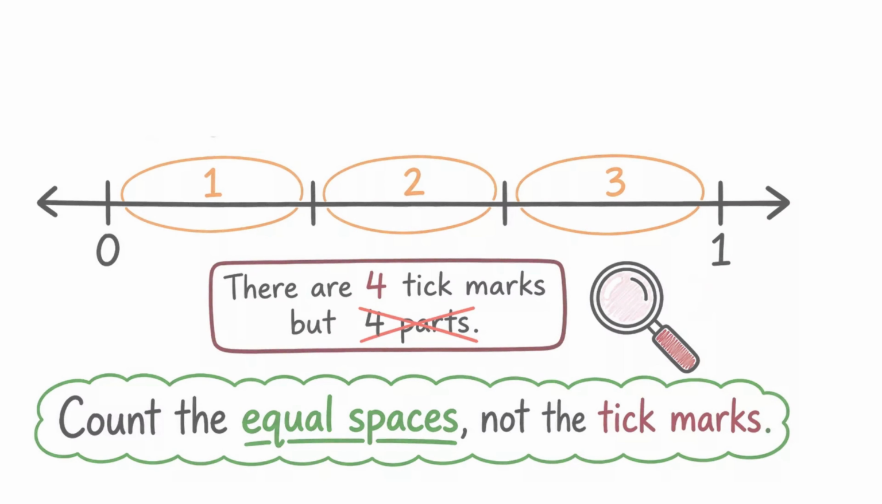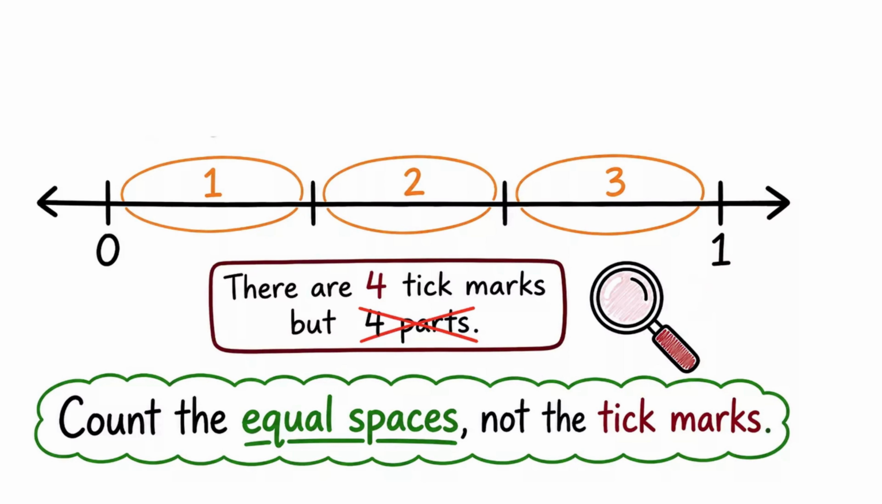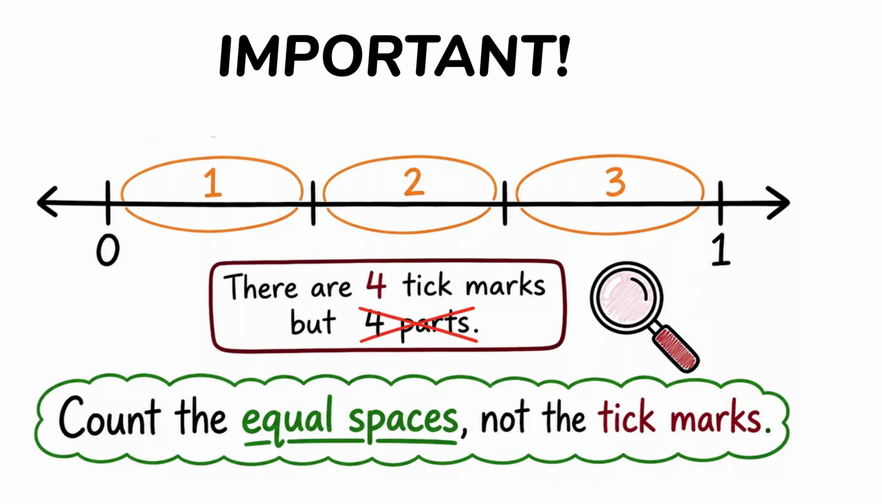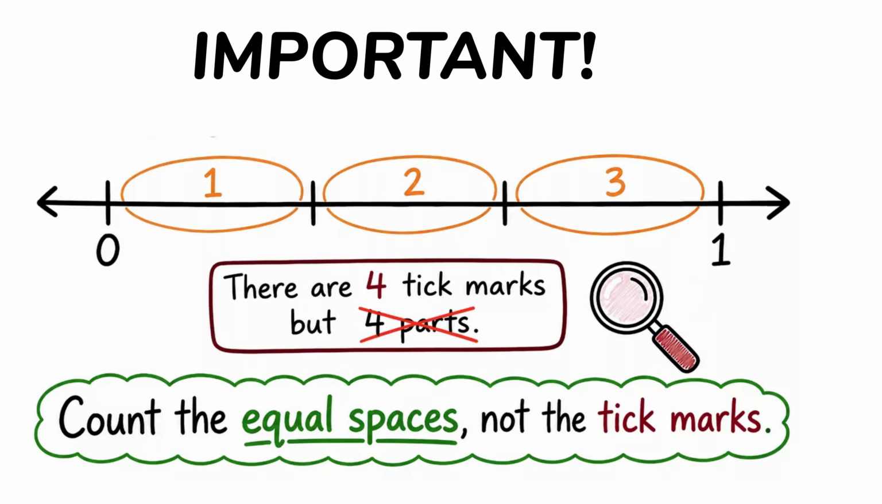Number lines can be a little tricky, so here's an important reminder. To identify the denominator, count the equal spaces between 0 and 1. Don't count the tick marks. This number line has 4 tick marks, but it has only 3 equal spaces. That means the whole is divided into thirds, not fourths. Say it with me. Count the spaces, not the marks.